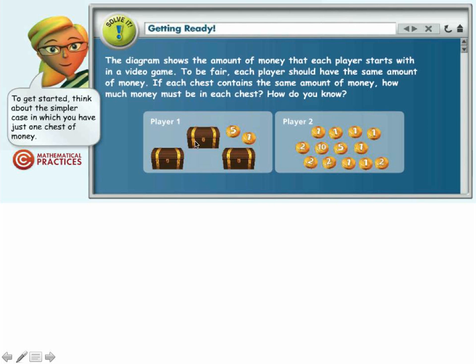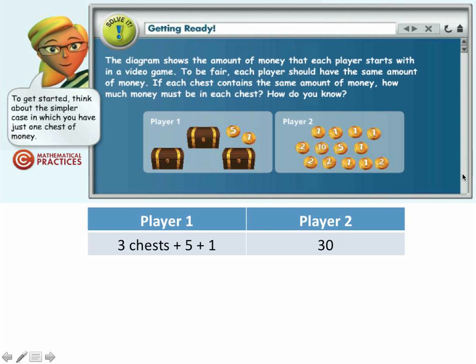So my goal is to figure out how much has to be in each one of these chests, considering that they all have the same amount in them, so that the left side, the player 1 side, is equal to the player 2 side. So if I set up a real basic equation, 3 chests plus the 6 has to equal 30. This is 30 over here, if you add them all up. So I have 3C, C standing for the amount in the chest, plus 6 is 30. And then I can just solve that little equation.